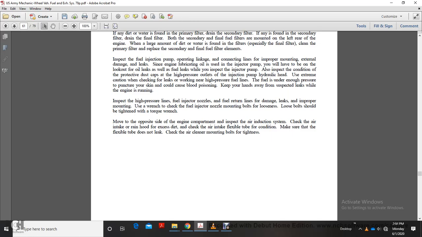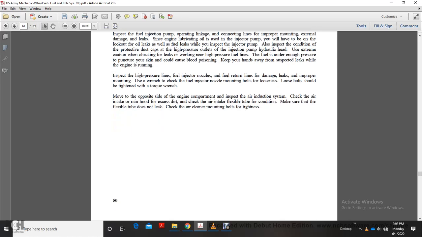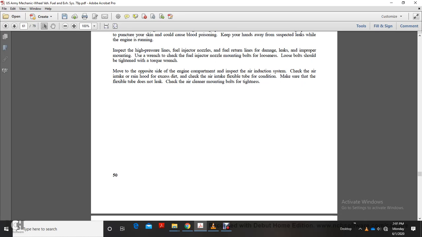Use extreme caution when checking for leaks while working near the high pressure fuel line, where the fuel is under enough pressure that punctured skin could cause blood poisoning. Keep your hands away from suspected leaks while the engine is running. Inspect high pressure lines and fuel injector nozzles and the fuel return line for damage, leaks, and proper mounting. Use a wrench to check the fuel injector nozzle mounting bolts for looseness. Loose bolts should be tightened with a torque wrench. Move to the opposite side of the engine compartment.